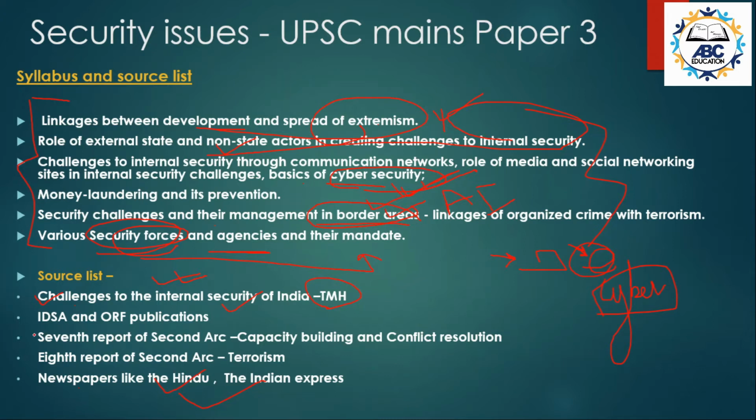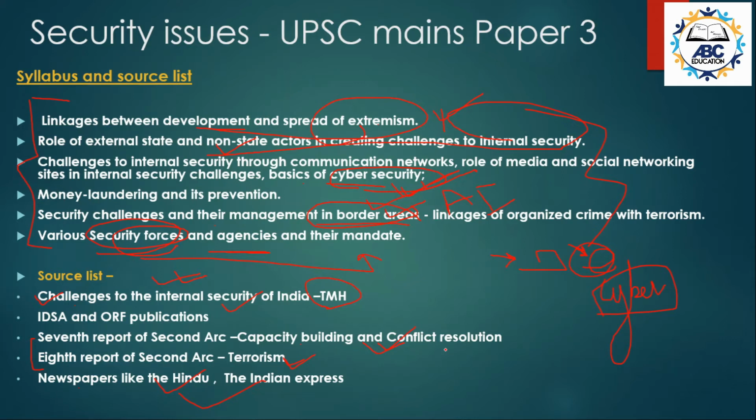Then apart from that, these are the 2 ARC reports which are very important for you to cover, and these are very good sources for your value addition. ठीक है, एक तो होता है हमारे बेसिक सोर्सेज, एक होते हैं वैल्यू एडिशन के लिए सोर्सेज जिनमें बहुत ही एनरिच्ड कंटेंट होता है. So these 2 reports are very important that you must refer if you are preparing security issues.